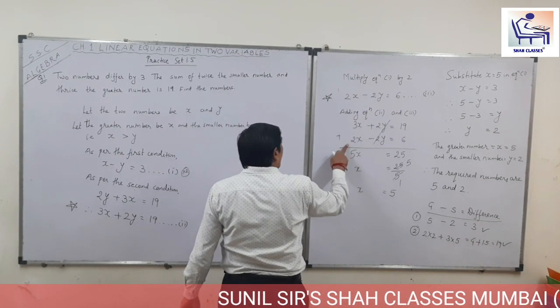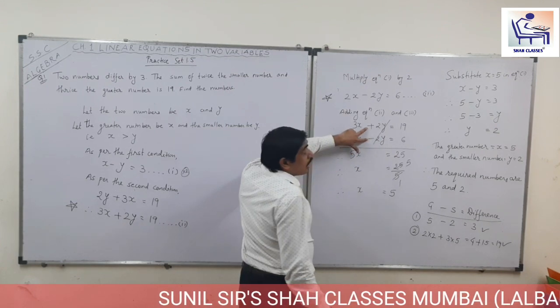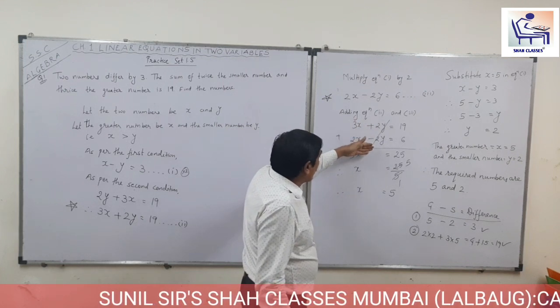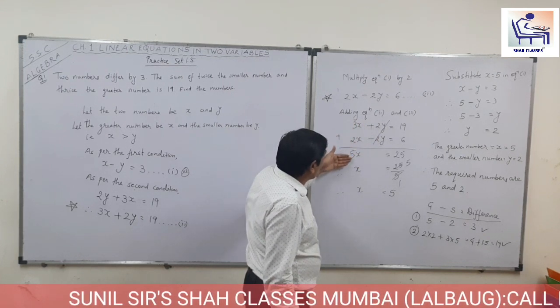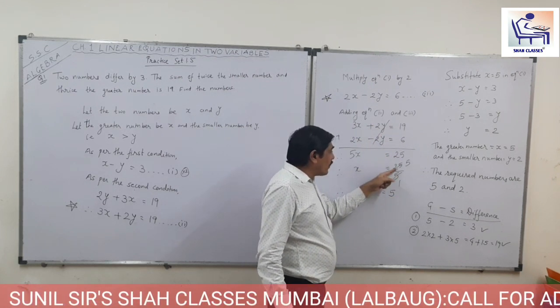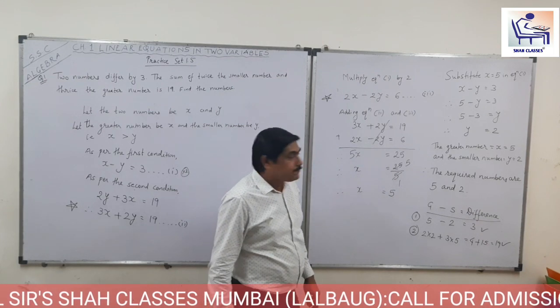Now we will add up these two equations. Why we do the addition? Because these two are opposite in sign, so I will do the addition. And now 2y gets cancelled, and 3x plus 2x is 5x, 19 plus 6 is 25. So we got the value of x as 25 upon 5. So 5 ones are 5, 5 fives are 25, x is equal to 5.